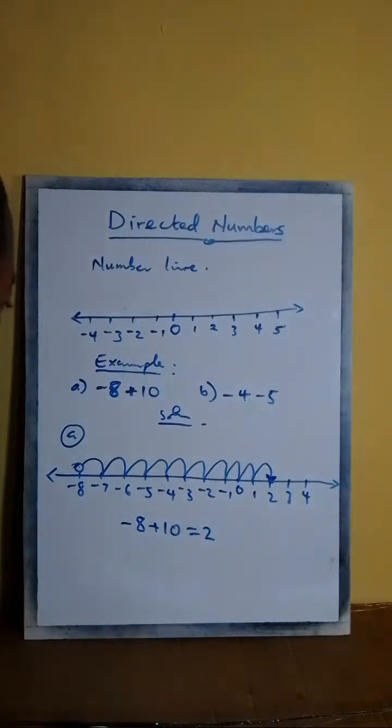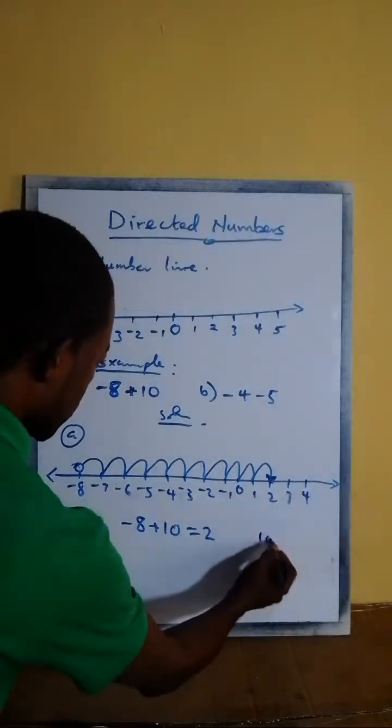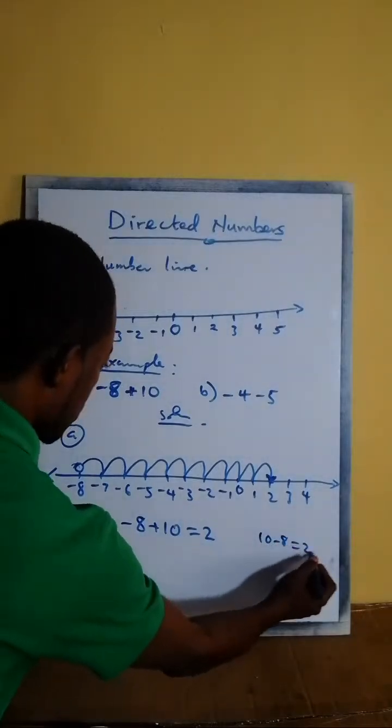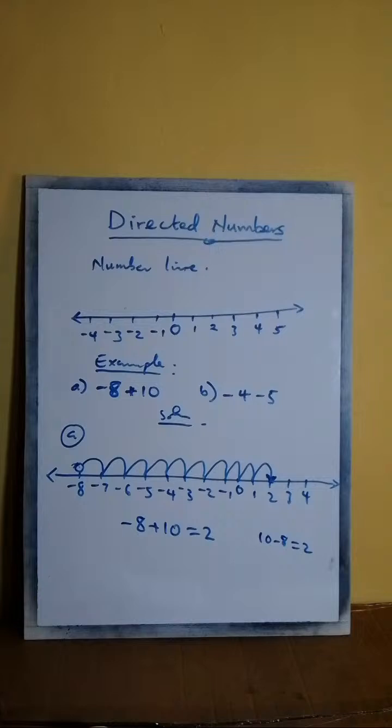And we can verify that without the number line. -8 plus 10 is the same thing as 10 minus 8, which is equal to 2. So the number line is useful in finding directed numbers. And also, let's look at the second one there.